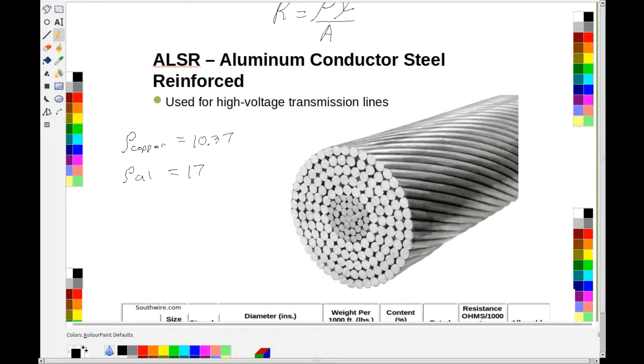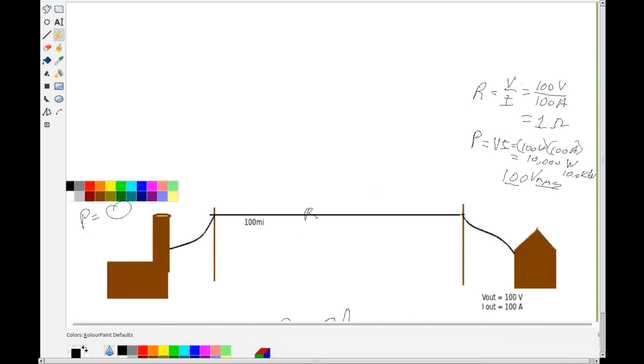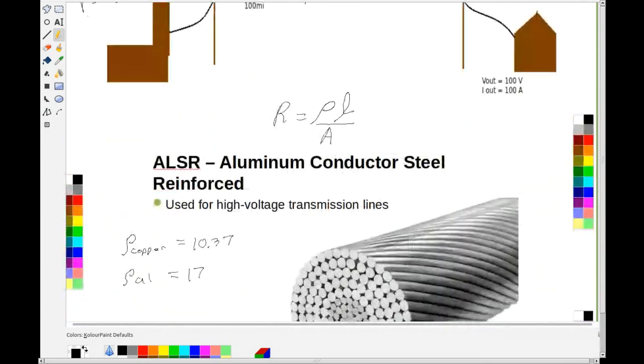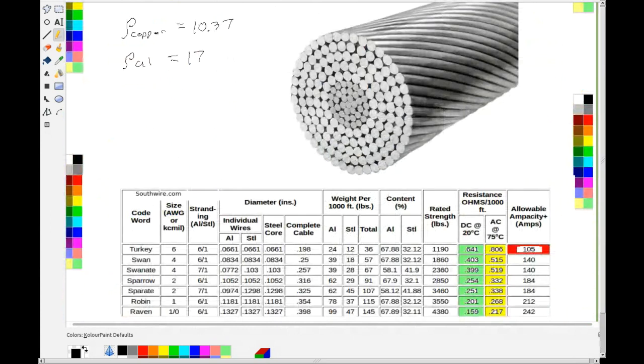But we do have to put this steel inside to help strengthen it, because aluminum by itself is not strong enough to hook up a wire hundreds of miles long and have it out there with the wind and the cold and the heat and all that. So we have to have this steel in there also. And the resistance of steel is even higher than the resistance of aluminum.